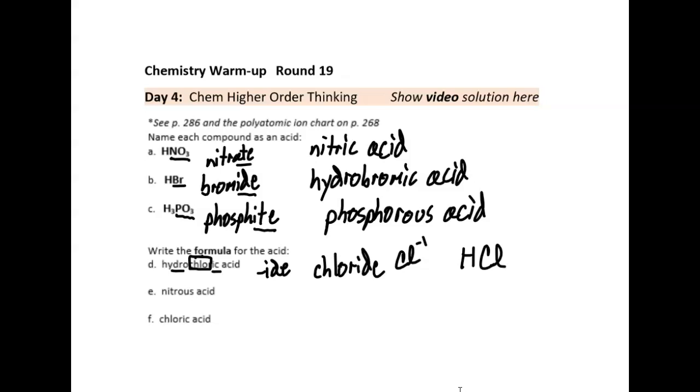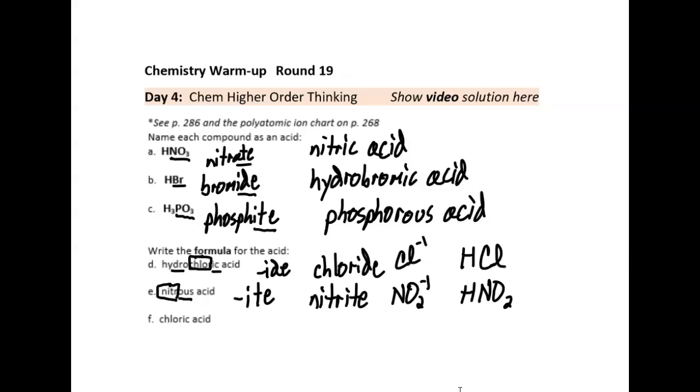Question E, nitrous acid. Here we have an acid name ending with OUS. We have a rule that associates acids ending in OUS with anions ending in ite. So we want to form a word that begins with the NITR but ends in ite. That's nitrite. Nitrite has the symbol NO2 with a -1 charge. So now we know how many hydrogens to pair with it. HNO2.